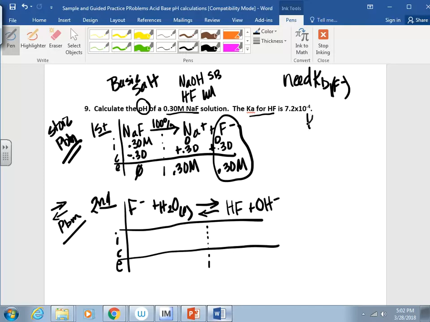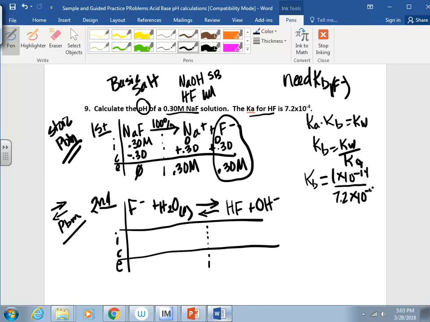So to find Kb, we know that Ka times Kb always equals Kw. So we need Kb. That means Kb is going to equal Kw divided by Ka. Now remember, Kw is 1 times 10 to the negative 14. That's the ion product constant. And you divide by the Ka of HF, which is 7.2 times 10 to the negative 4. So that's going to give us a Kb value. Go ahead and plug that in and see what you get.